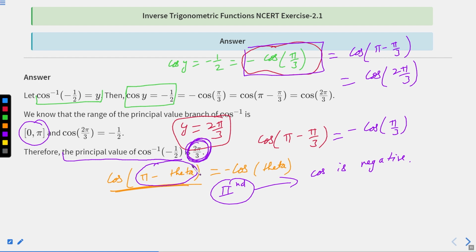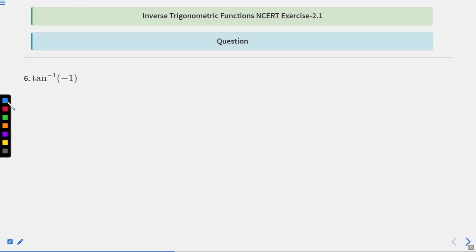Okay, let's move to the next question. Question 6: find the principal value of tan inverse minus 1. First, if you recall the domain and range of tan inverse from its graph, the domain is the whole set of real numbers and the range is the open interval minus pi by 2 to pi by 2.